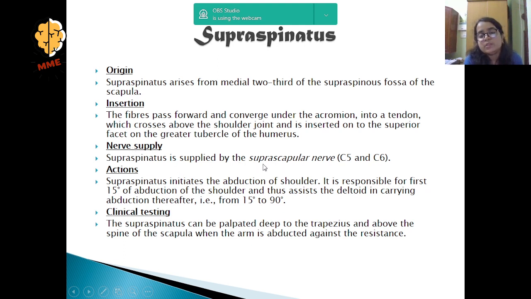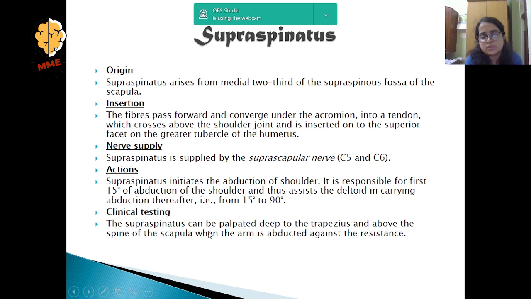Supraspinatus is supplied by the suprascapular nerve, C5 and C6. I think this is also a nerve from the Erb's point. Okay. Actions, as I said, supraspinatus helps in the abduction of the shoulder, till 15 degree.